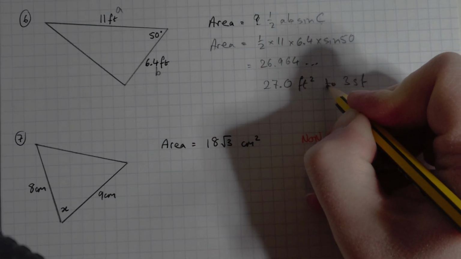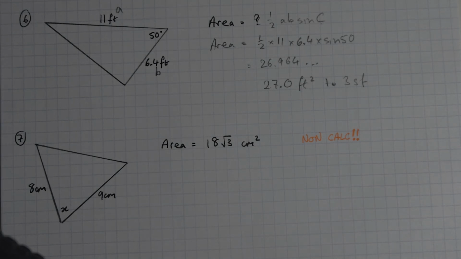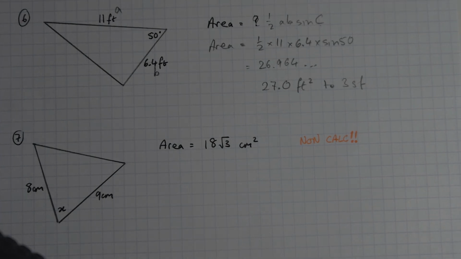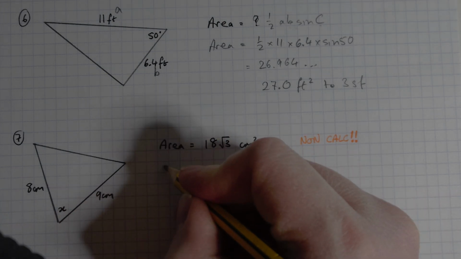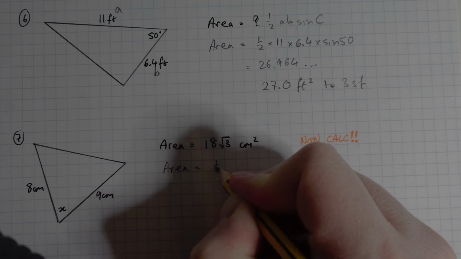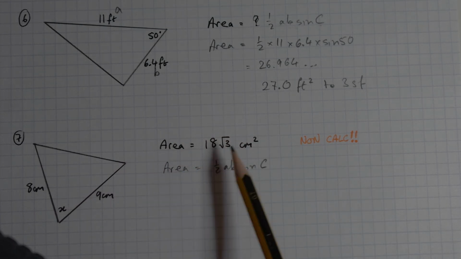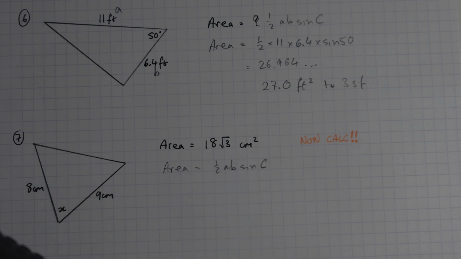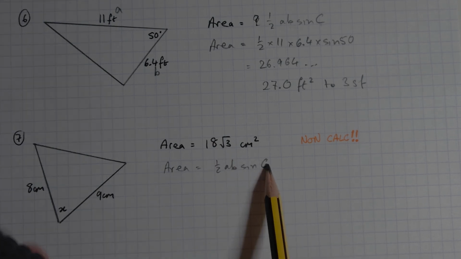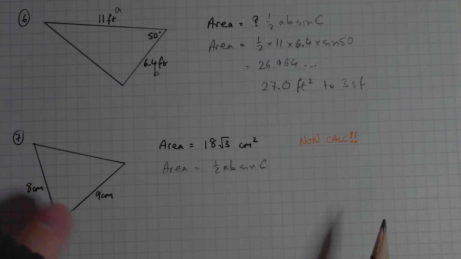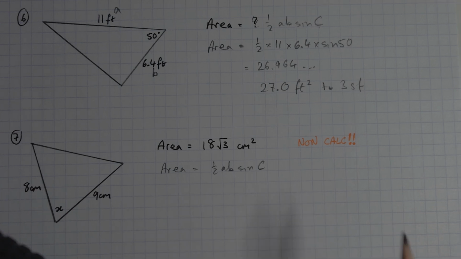It's an area, so it's in squared units, right? Now in this last question, we're supposed to do this without a calculator. Okay, well I've got my area formula, which is half AB sine C. I know the left-hand side is supposed to be 18 root 3. I know my angle is x, and the A and the B are 8 and 9 in some order. So I just substitute that in.